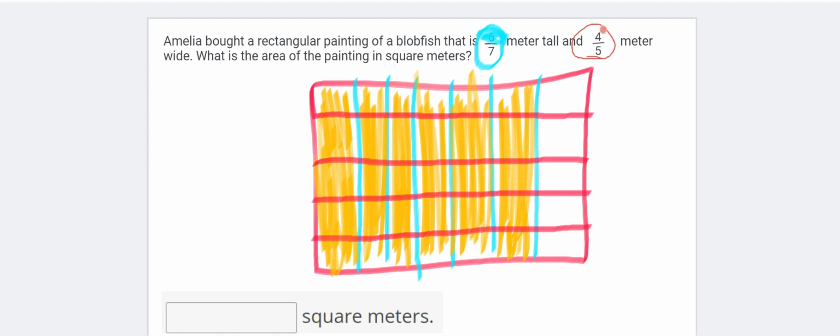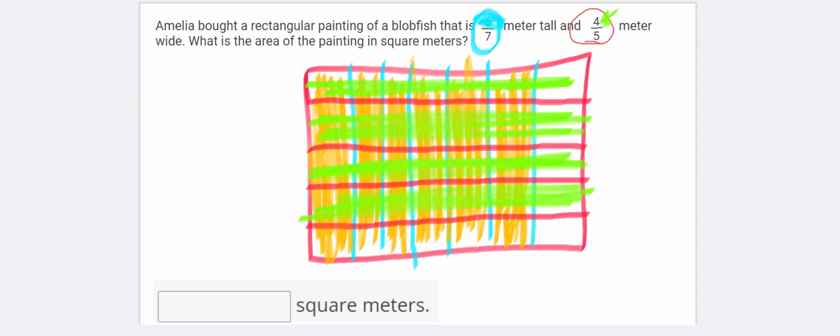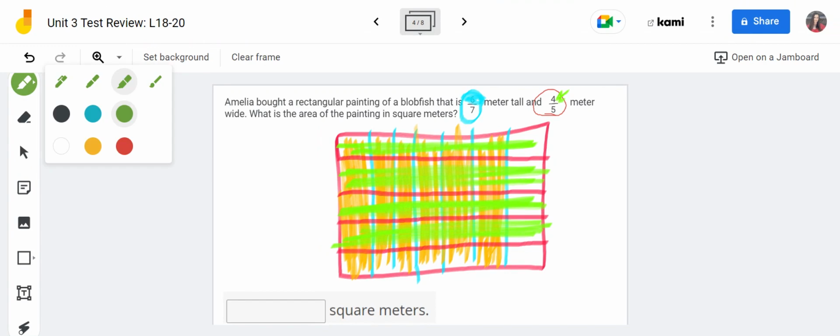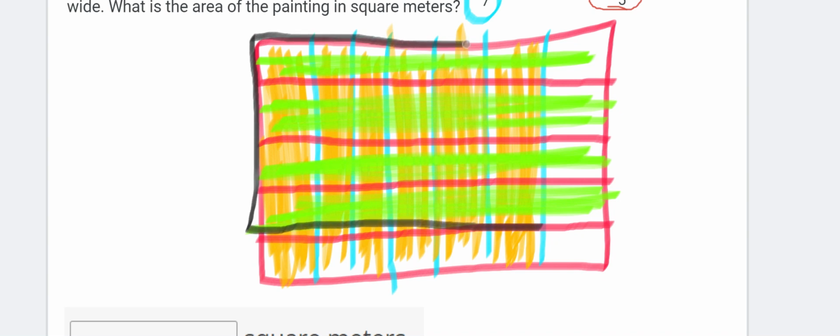And of these 5 rows, how many do I want to shade in? That's right, I want to shade in 4 rows. So I'm going to shade in 1 row, 2 rows, 3 rows, and 4 rows. Now, where is my answer going to be? That's right, my answer is going to be where the colors overlap or where I see both colors. And when I look carefully, I can see that this is where I have yellow and green.